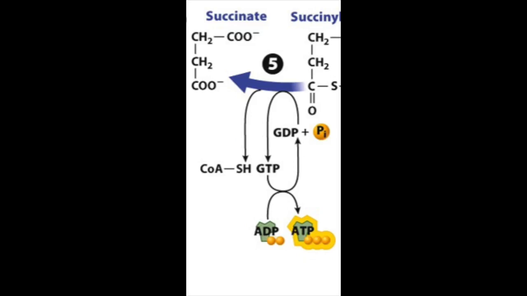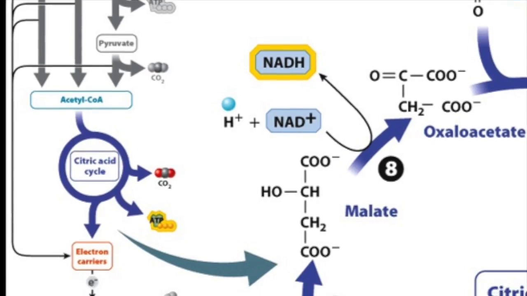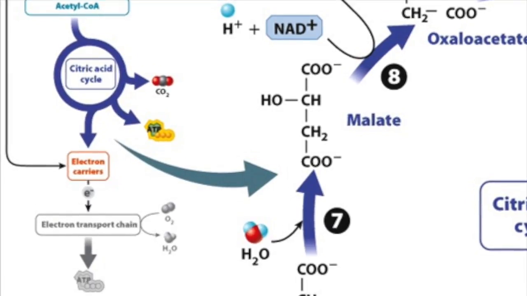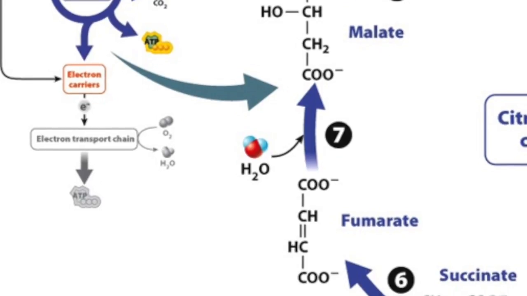In reaction 5, this is the only substrate-level phosphorylation, generating the molecule GTP. The GTP transfers one phosphate to an ADP molecule to now make an ATP molecule. In reactions 6 and 8, an additional NADH and FADH2 are produced.